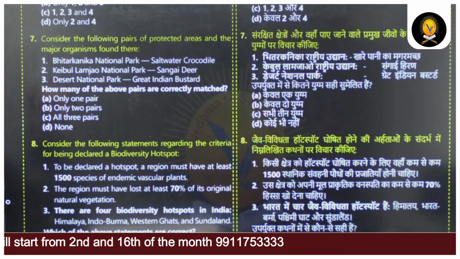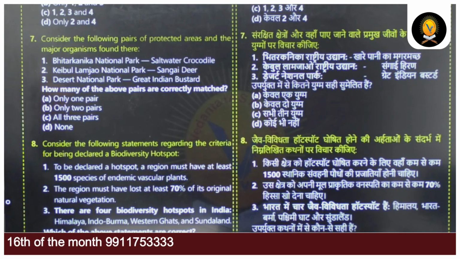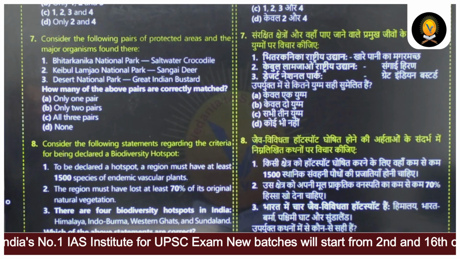Consider the following pairs of protected areas and the major organisms found there: Bhitarkanika National Park, saltwater crocodile, correct; Keibul Lamjao National Park, Sangai deer, correct; Desert National Park, Great Indian Bustard. Okay, all are correct. All 3 pairs are correct. Question number 7, all are correct.